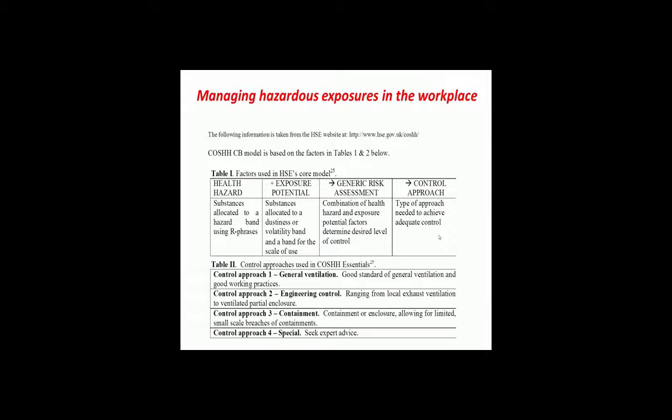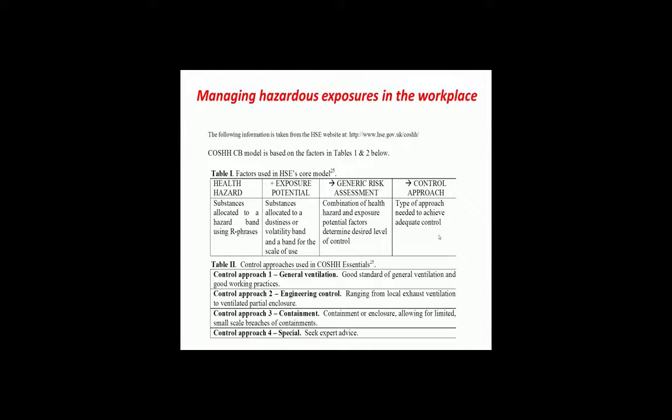Your generic risk assessment, which is a combination of health hazard and exposure factors, also helps you determine the design level of control, and then the actual controls. And you can see in Table 2 you've got 4 approaches. The first one is for general ventilation and good work practices.